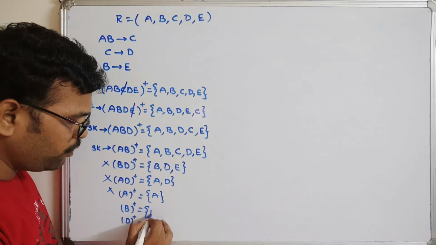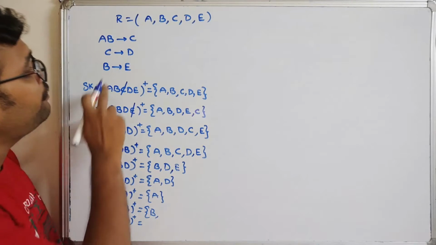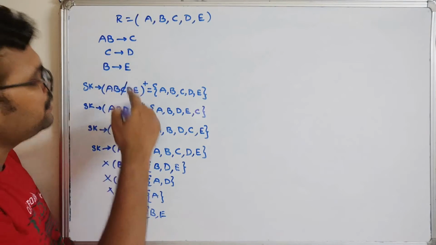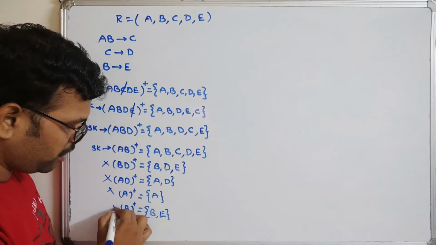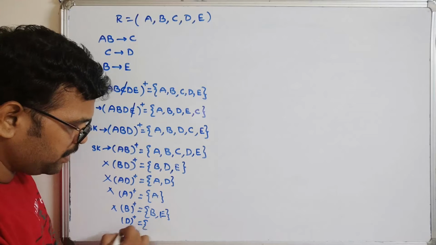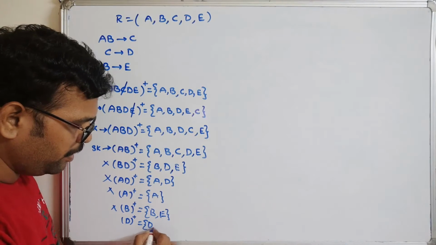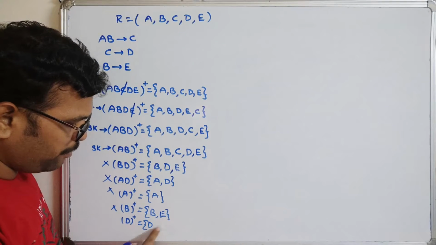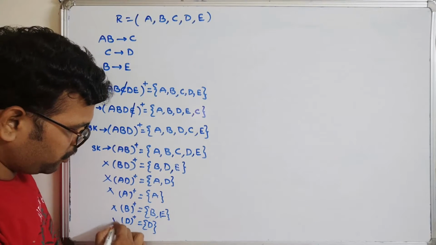Coming to B, if you know B, we can determine B. If you know B, we can determine E. If you know B and E, any other chances? No. So this is also not a super key. And D plus, if you know D, we can determine D. And if you know D, any other attribute? No, we can't determine any other attribute with only D. So this is also not a super key.